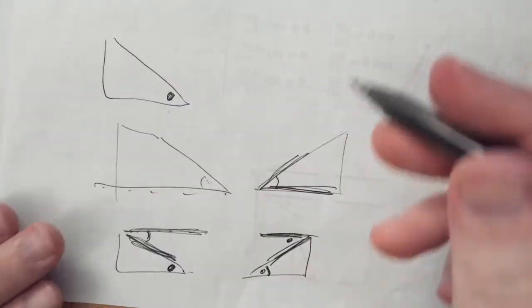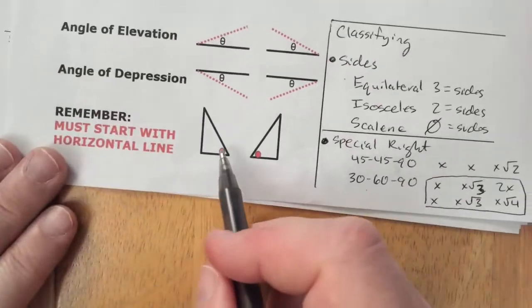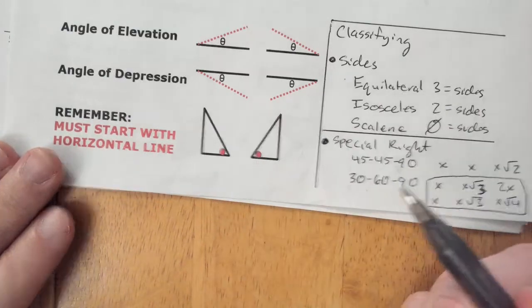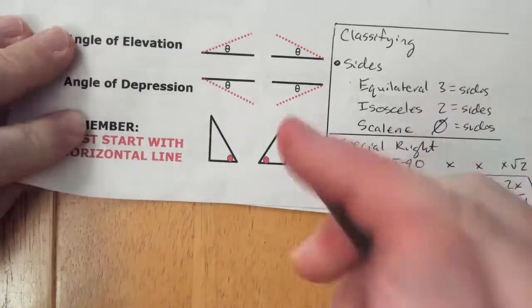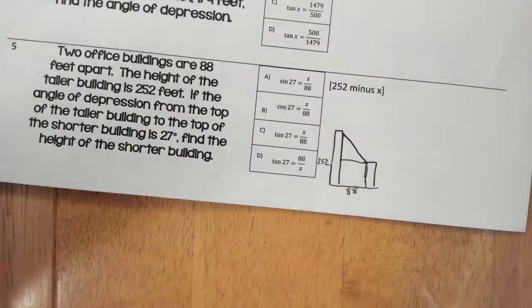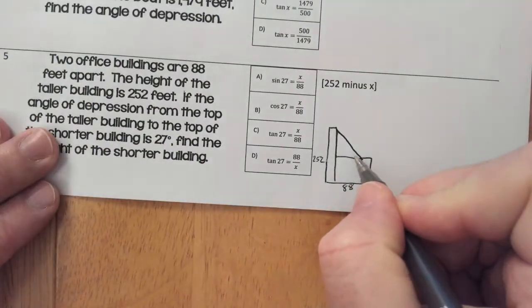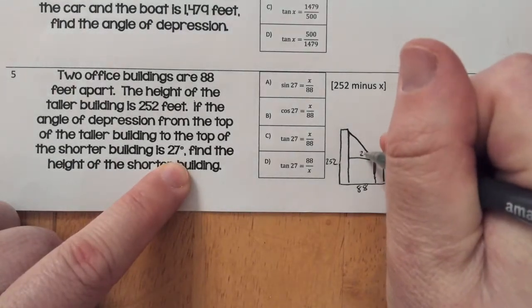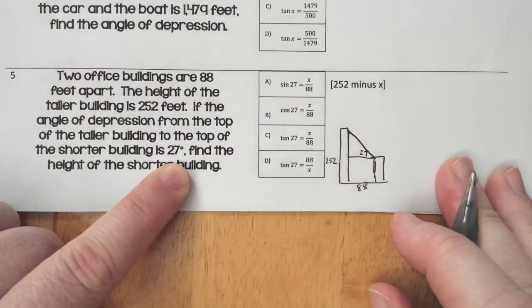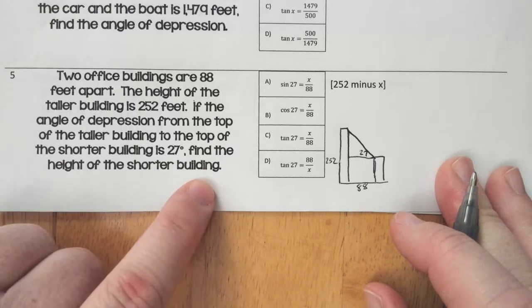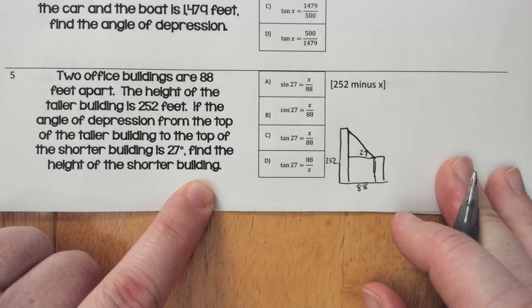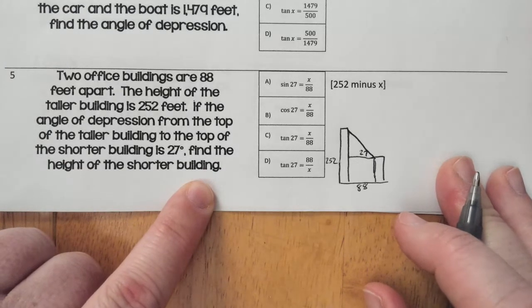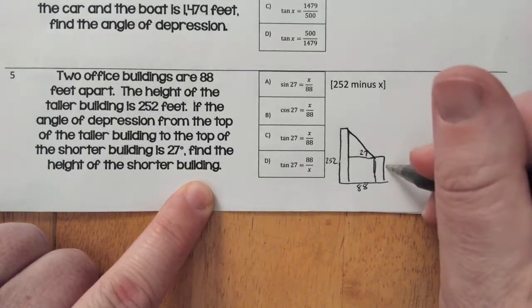So might as well, every time that they say angle of elevation or depression, just throw the angle right there every single time, and you'll be safe. So angle of elevation or depression, you always throw it in this bottom corner every single time, and they said that was 27 degrees. Okay, now find the height of the shorter building. So they want this right here.